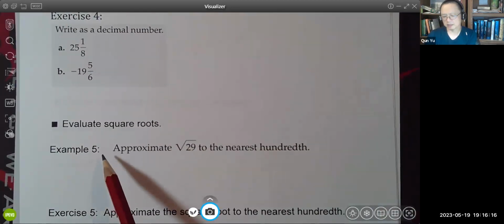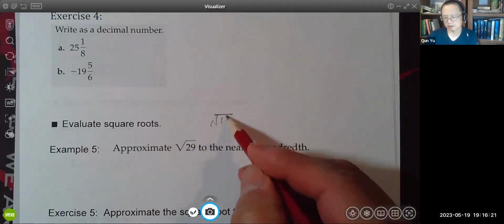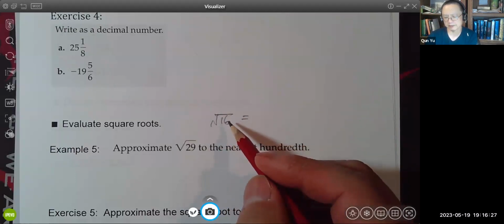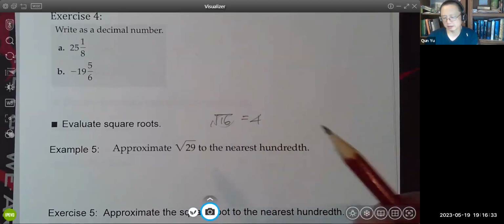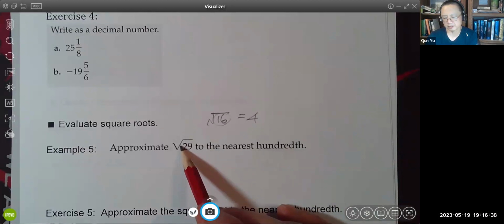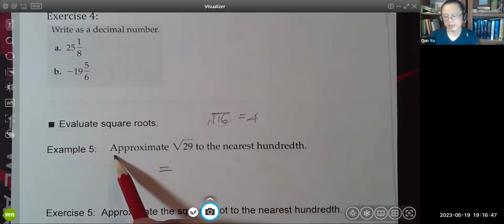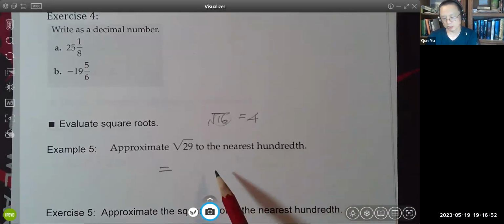Now, next topic, evaluate square root. So what does the square root mean? For example, the square root of 16. This operation tells us you need to find a number which, multiplied by itself, gives the number inside. Certainly that's 4, right? 4 times 4 is 16. That's the meaning of square root. But sometimes when we have a number that is not a perfect square of another number, you will get a decimal. That's why we need to use a calculator. That's why it says approximate, because you're going to have countless digits. You have to round it. When you round it, you don't get the exact number. That's why they say approximate.